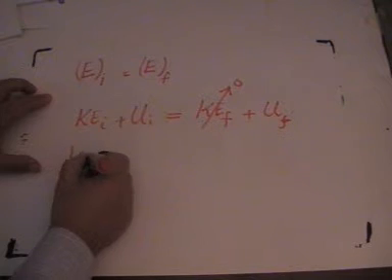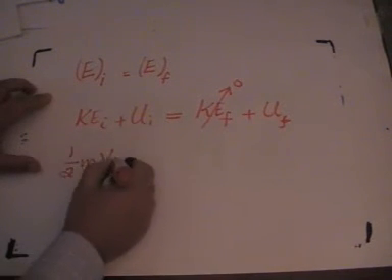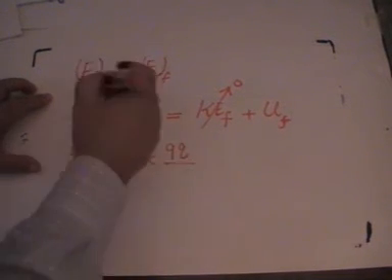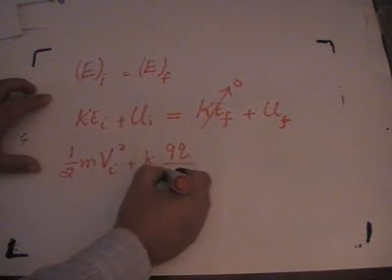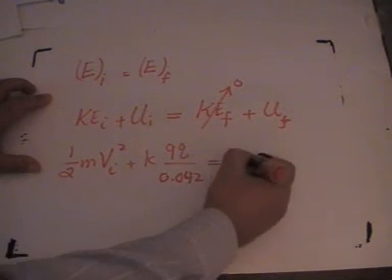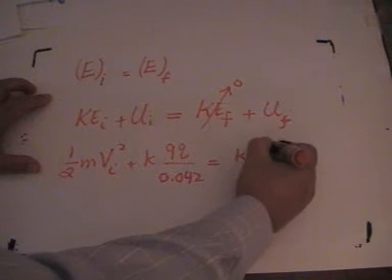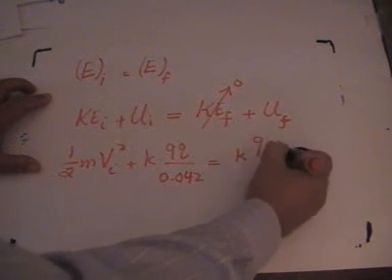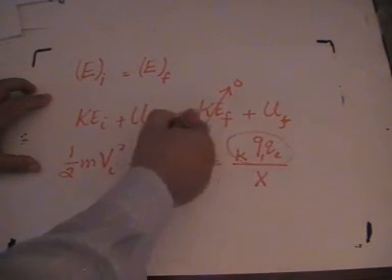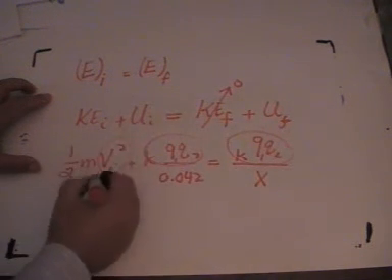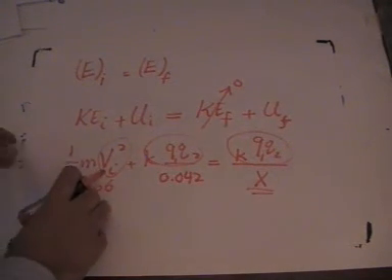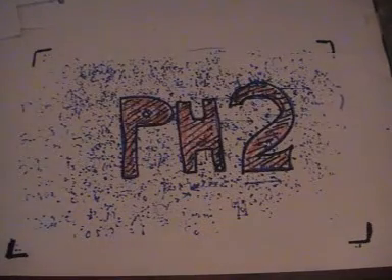So we have one half m, which he gave me, V initial squared plus k Q1 Q2 over the distance between them. The distance between them initially is equal to 4.2 centimeters, so 0.042, and that is equal to the final potential energy, k Q1 Q2 divided by the distance x. As you can see, everything is given. This is also given, it's 66, right? The only thing that is not given is x, so you solve for x and problem solved. Okay? All right. Last question.